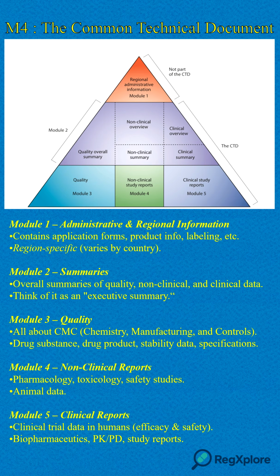Module 3. Quality, all about CMC, chemistry, manufacturing, and controls. It covers drug substance, drug product, stability data, and specifications. Module 4. Non-clinical reports. This includes pharmacology, toxicology, and safety studies, mostly animal data. Module 5. Clinical reports. Here we have human trial data, including efficacy, safety, biopharmaceutics, PK, PD, and study reports.